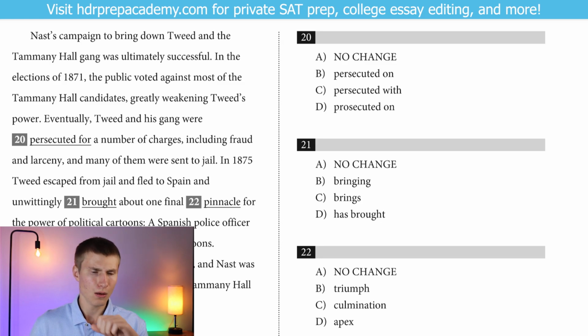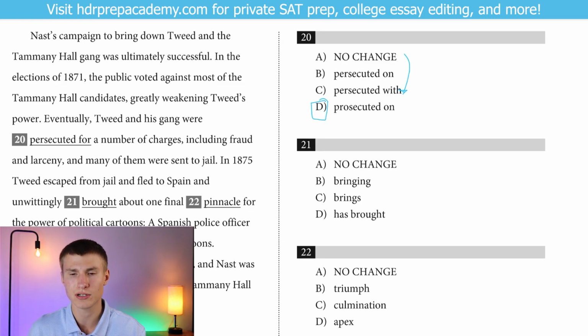Eventually, Tweed and his gang were... and then we got persecuted, which is answer choices A, B, and C. We know it has to be prosecuted, okay? Persecuted would mean something like oppressed. Prosecuted is what it means to bring charges on someone. Okay, so this is a question dealing with homophones. You have to know the correct homophone to get this question right.